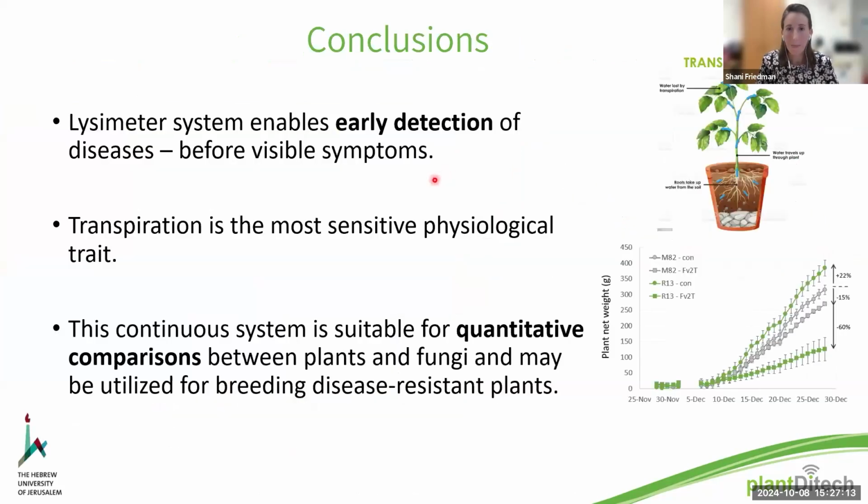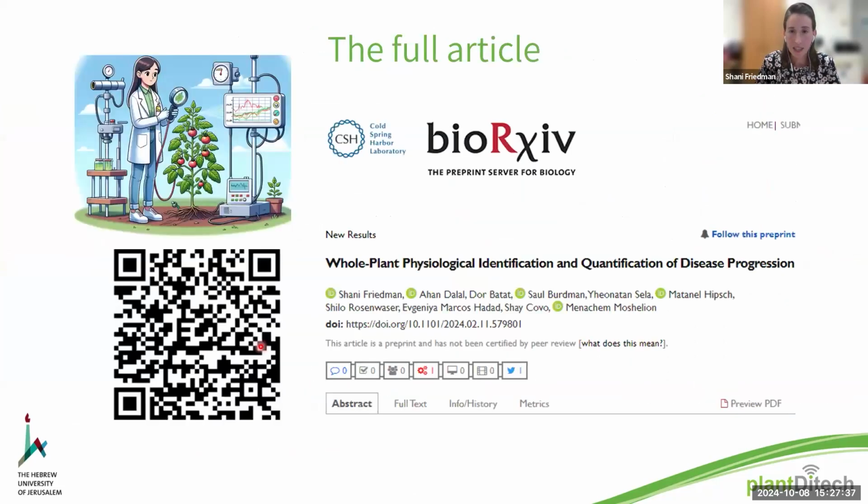To conclude, the Lysimeter system enables early detection of disease, even before visible symptoms appear. Transpiration is the most sensitive physiological trait we can monitor, and this continuous system is ideal for quantitative comparisons between plants and pathogens and may be utilized for breeding plant disease resistance. These days, our work is in peer review, and we would like to hear your questions and feedback.